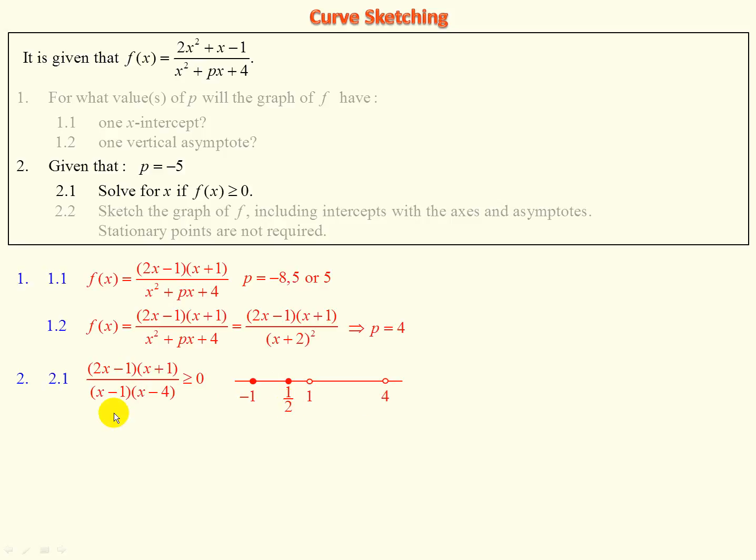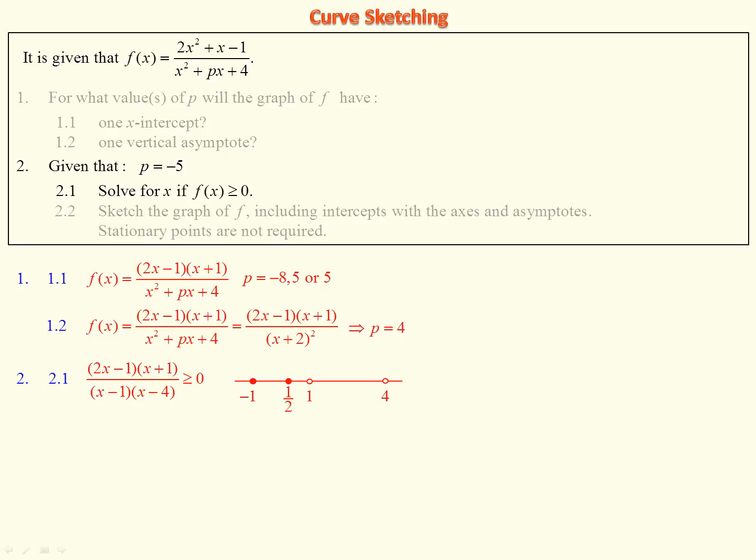Notice I'm allowing for the fact that x minus 1 and x minus 4 are on the denominator, which means the actual values themselves are excluded by having those hollow circles. I've included the minus 1 and the half, those are solid circles, because we have an or equal to. So it can be equal to 0. It means that x can be equal to half, can be equal to minus 1. If there's just a greater than, then these would also be hollow circles.